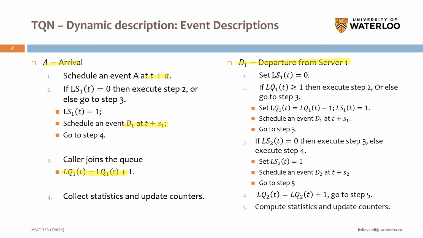So again, we need to check the status of the second server, and if it's idle, this departure will join server 2 immediately to receive service. Other than that, this departure will be added to the line of server 2. Okay, so that's the logic, and we have here the flow logic for this event.